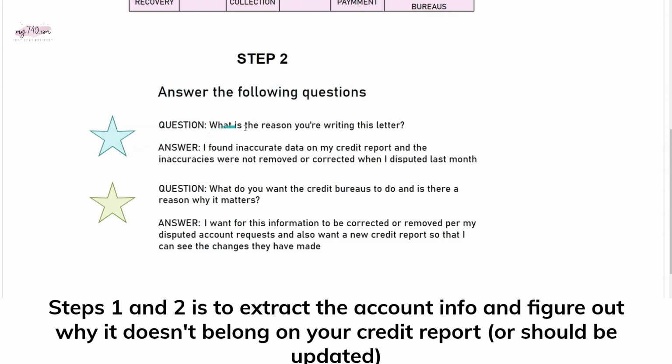Now, these are the 2 questions that you need to answer. What is the reason you're writing this letter? And what do you want the credit bureaus to do? And is there a reason why it matters? So the answer is, I found inaccurate data on my credit report, and the inaccuracies were not removed or corrected by my dispute last month. And I want for this information to be corrected or removed per my disputed account request, and also wanted a credit report so I could see the changes they have made.